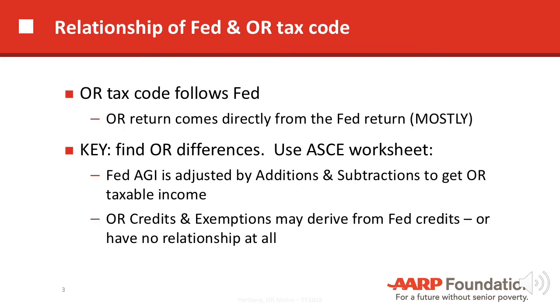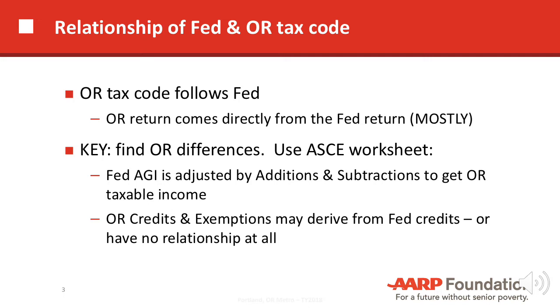Recall that fundamentally, the Oregon tax code follows the federal tax code, or at least depends heavily on it. And most of the information on the Oregon return will come from the federal return. So, to complete an Oregon return successfully, first make sure the federal return is complete. This way, we'll have the federal AGI to use as the starting point, and will allow the software to bring in as much information as it can automatically.